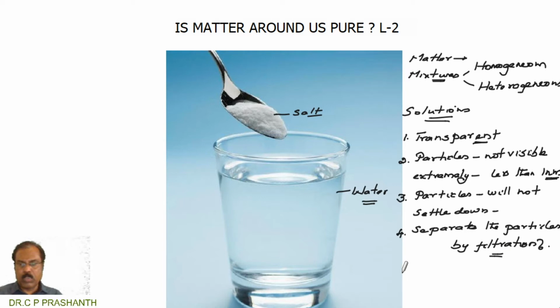Is there any other observation we make? That's all. So we have seen that this is transparent, the particles are not visible because they are extremely small. The particle size is less than 1 nanometer. It will not settle down, so they are not under the effect of gravitation, and you cannot separate the particles by filtration. Let us see a little more about the mixtures.